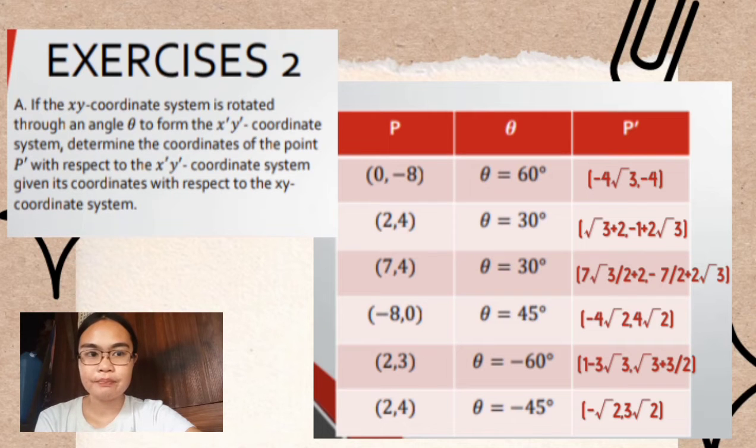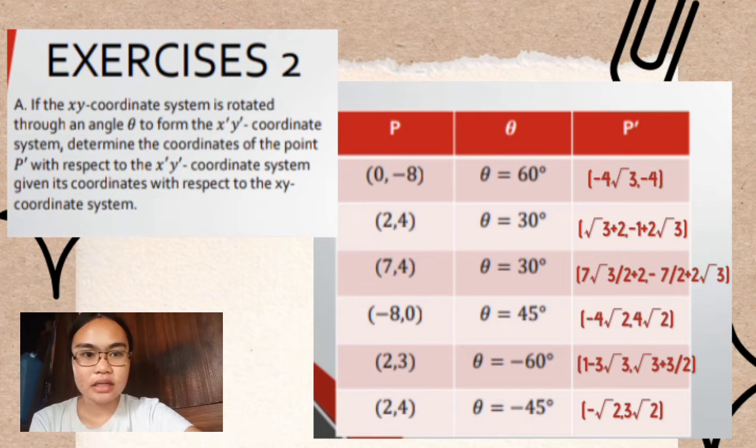We are asked to find the P dash. In number 1, our P is 0 and negative 8, and our theta is 60 degrees. So our P dash is negative 4 square root of 3 and negative 4. In number 2, our P is 2 and 4, and our theta is 30 degrees, and so our P dash is square root of 3 plus 2 and negative 1 plus 2 square root of 3.